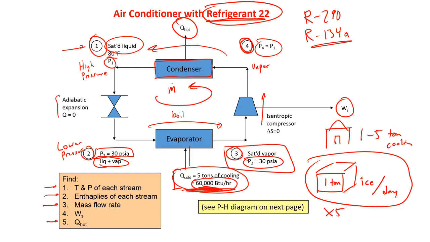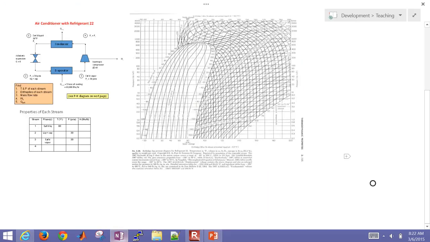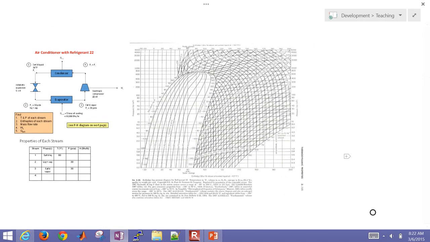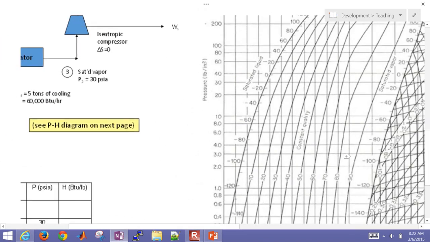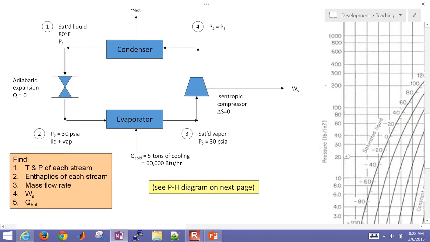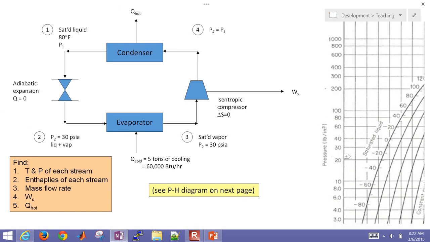We want to be able to look at the chart, the pressure enthalpy chart for this system. Okay, so let me come over here, and we have the same system. Now first of all, what we want to do is just calculate the properties of each stream. So let's just start with number 1.